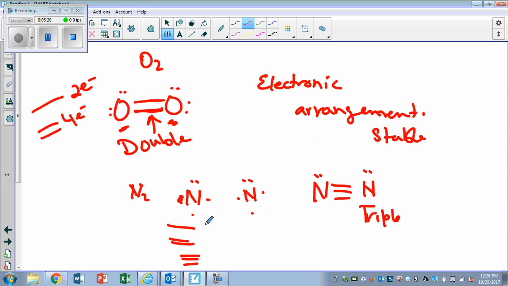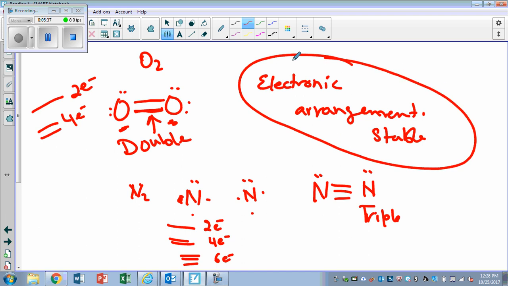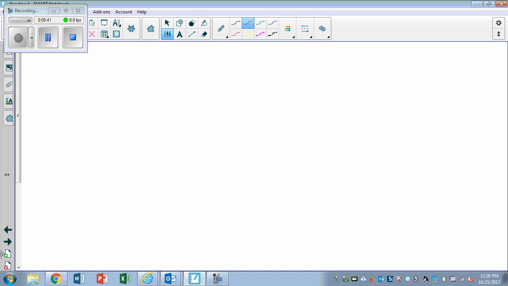In a single covalent bond, the atoms are sharing 2 electrons. In a double covalent bond, atoms are sharing 4 electrons, and here they are sharing 6 electrons. This is what you need to understand, and you need to know why they're doing double and triple: to get a stable electronic arrangement. This terminology is very important when it comes to IB chemistry, otherwise you do not get any points if you do not use proper terminology for your questions or answers.